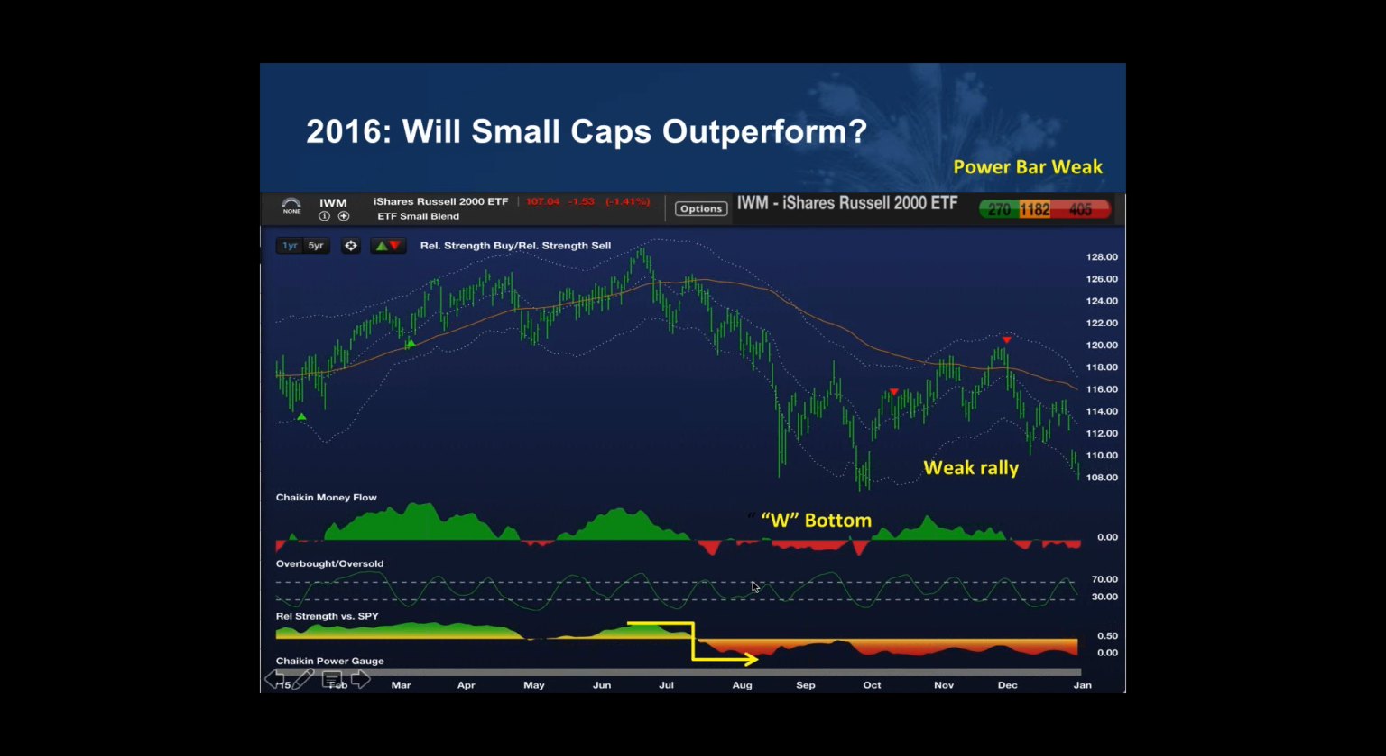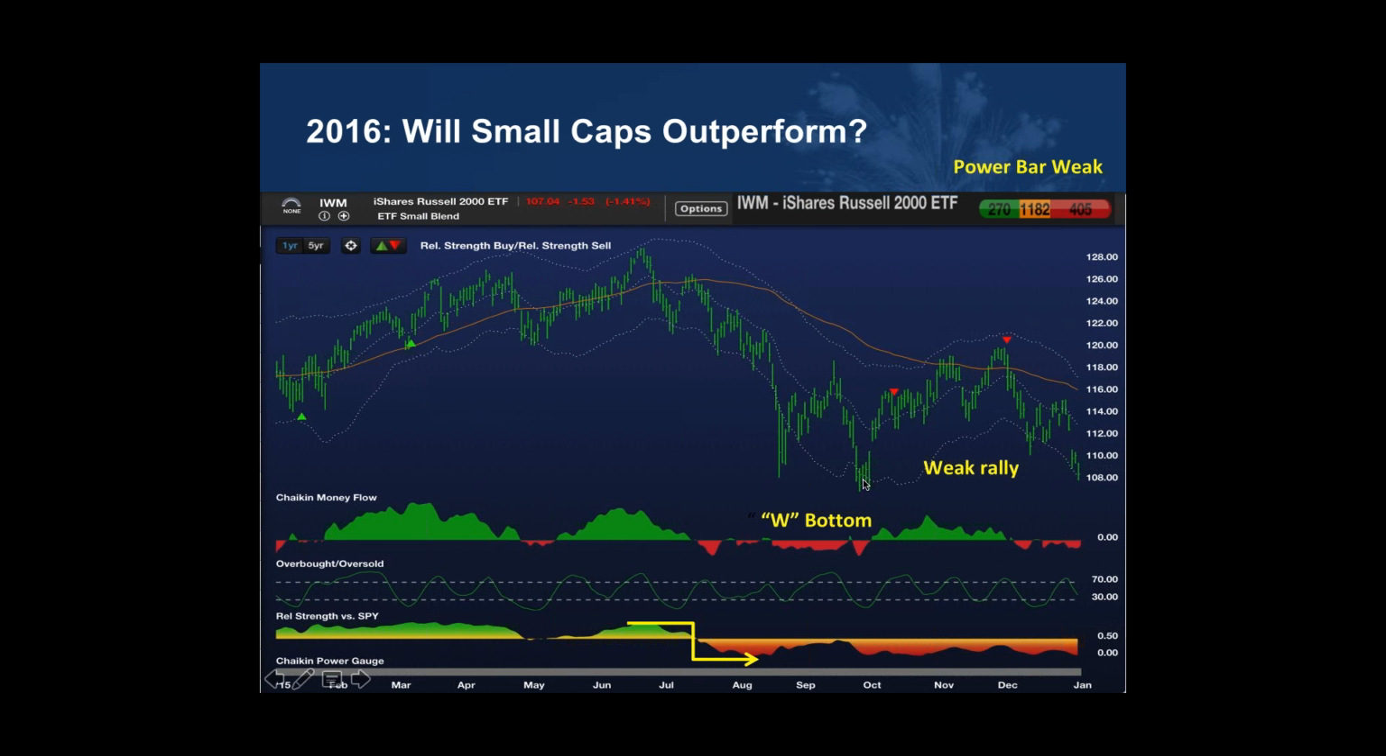Well, one of the key indicators in Chaikin for both stocks and ETFs is how they are doing relative to the market. So this is the IWM Russell Small Cap Index. Again, the power bar is weak, more bearish than bullish stocks. And the IWM has been underperforming the S&P, the SPDR, since mid-July.